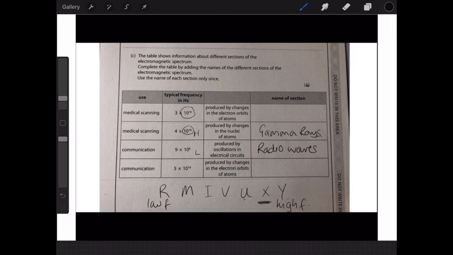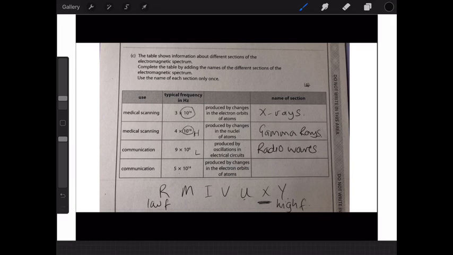Ultraviolet is never used in medical scanning. So I'm pretty sure at this point it's going to be X-rays. And X-rays are indeed to do with the electrons changing their orbits. So I am going to go X-rays and feel fairly confident that I've got that one right.